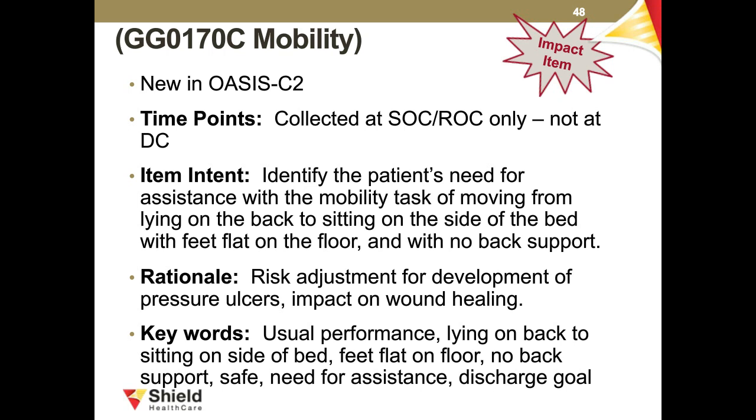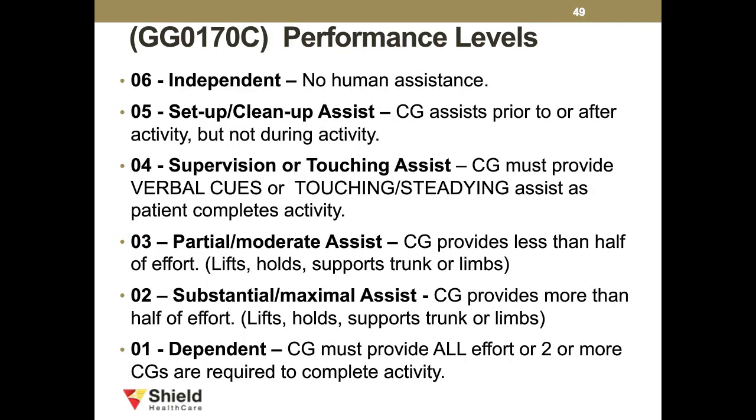And this item is a risk adjustment for the development of pressure ulcers and the impact on wound healing, because the greater the extent of assistance the patient needs to go from lying flat in bed to sitting up at the side of the bed, the higher the risk for developing pressure ulcers. So again, the usual performance, specifically from lying on the back to sitting on the side of the bed, feet on the floor, and no support for their back. The scoring starts out at 06 for independent and goes down to 01 for dependent.